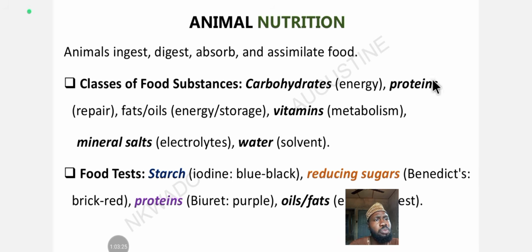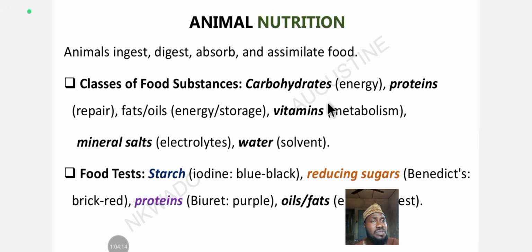Next under the classes of food is protein, and protein is for repair and growth of tissue. It's not only these two that protein is used for. Protein is also the building block of enzymes and hormones in the body. The next is fat and oil. It provides energy, especially when there is no glucose in the body system. Fat can be converted into energy, entering the Krebs cycle to form energy. When fat is converted to form energy, ketone is formed.